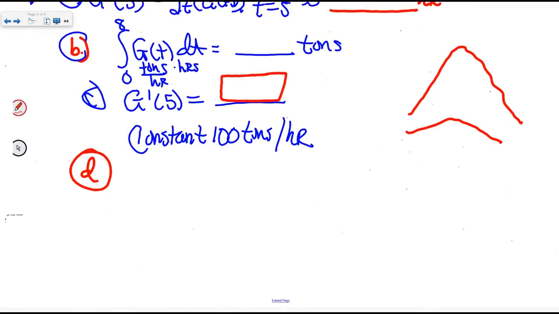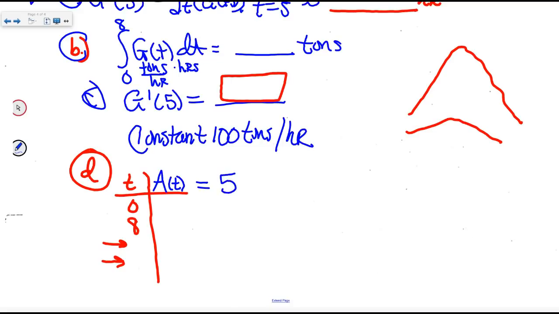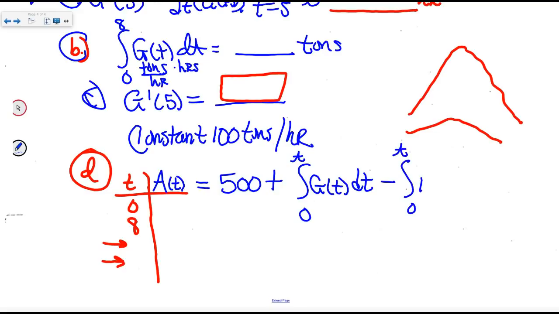All right, so an absolute maximum occurs either at an endpoint or at any critical values. I need a function for the amount of unprocessed gravel. I'm going to call it T. How much is there at any given time? So really what that would be is the 500 that was there at the beginning, plus the amount that gets dumped on the pile, which would be to integrate my rate in, minus the amount that gets removed.